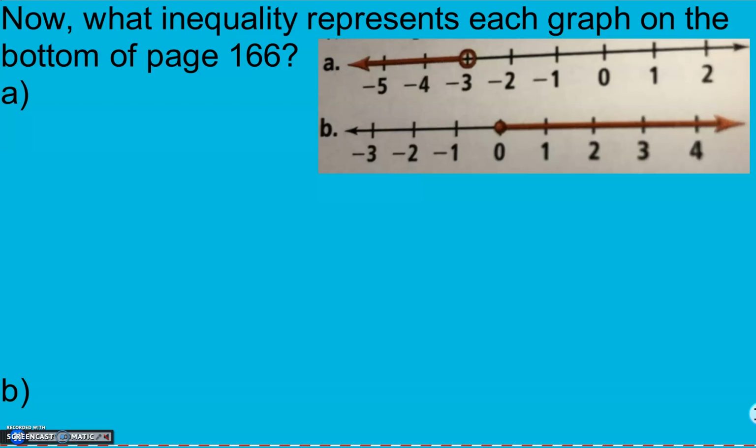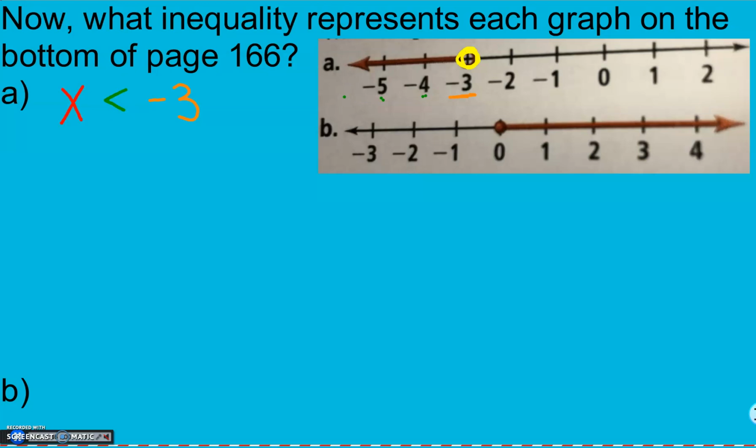For A, I have all real numbers, x. My boundary point is -3. If I look at my circle, it's an open circle, which means it's not equal to. And my shading are numbers that are less than -3, like -4, -5, more negative numbers. So here x is less than -3.